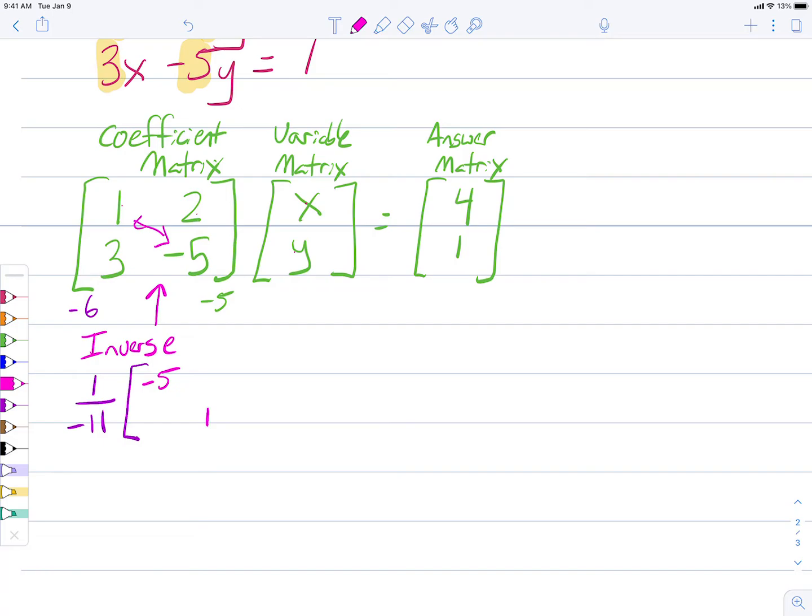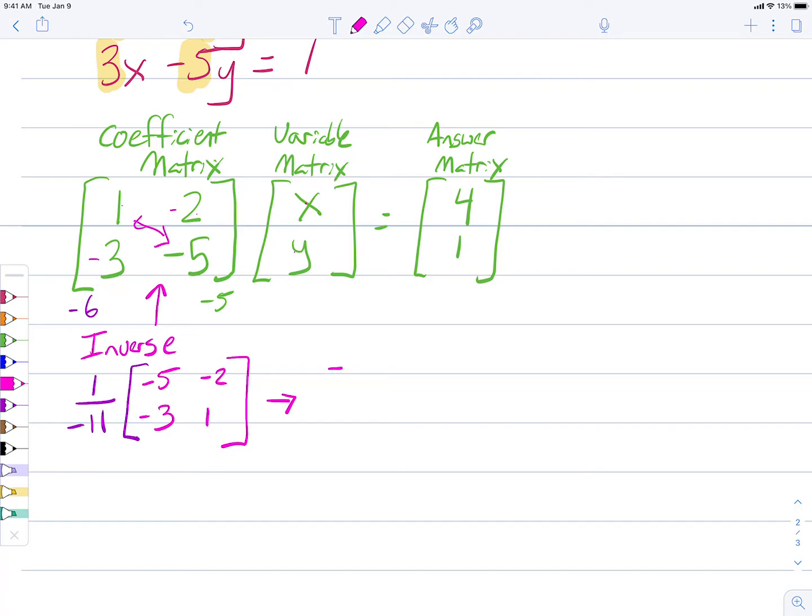And then I'm going to find the opposite of the other two, but I'm going to leave them where they are. So hopefully this sounds familiar. If I wanted to find my inverse matrix, I'm going to basically divide everything there by -11. So I'm going to just write them as fractions.